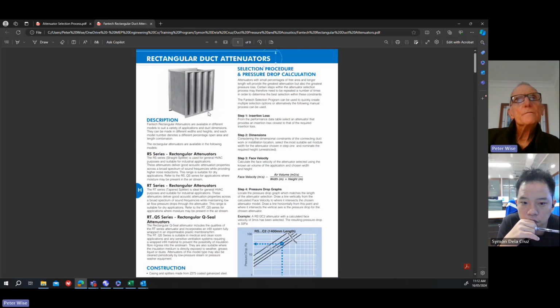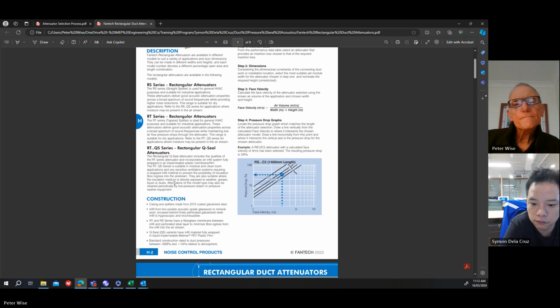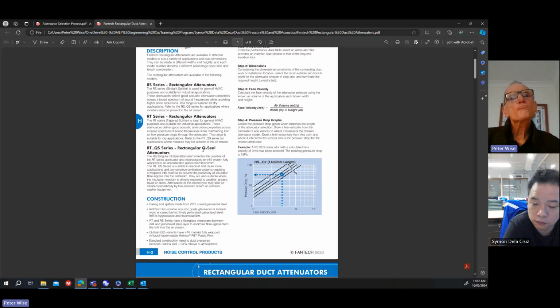So it's rectangular duct attenuators. There's a few types. There's the RS series, which has straight splitters, RT, which has tapered splitters, and then there's RTQS, which is tapered splitters with the Q-seal membrane, which is suitable for our application of a medical centre.